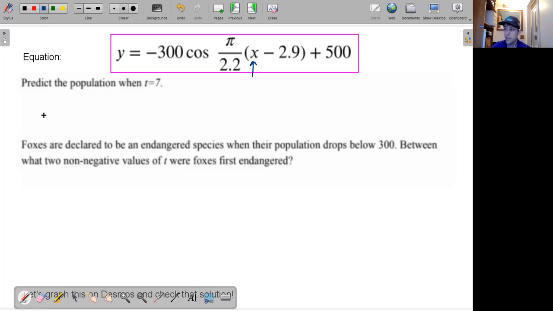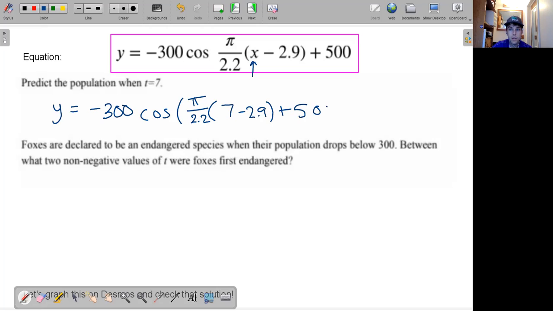Again, pretty simple. We could do it on a graph. We could use a calculator to do it and just calculate this. Again, just replacing the x with a 7. And I forgot a parenthesis there. I'm going to go ahead and do that real quick. Negative 300 cosine. Again, remember to have your calculator in radians. If it's not in radians, you're going to run into difficulties here. You're going to get the wrong answer.